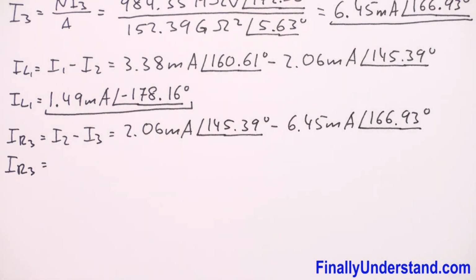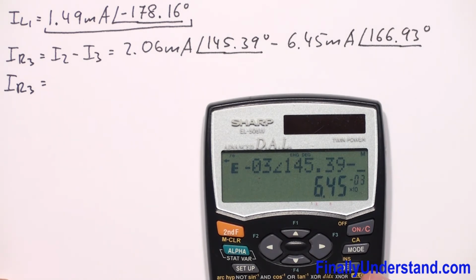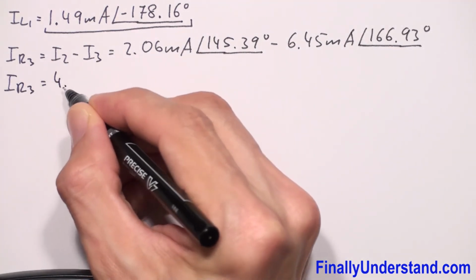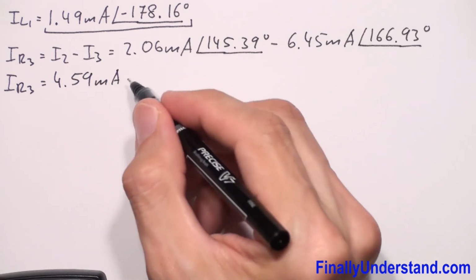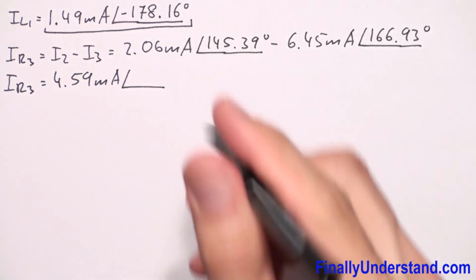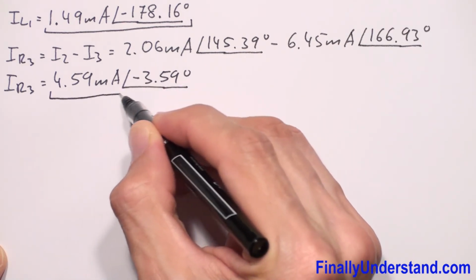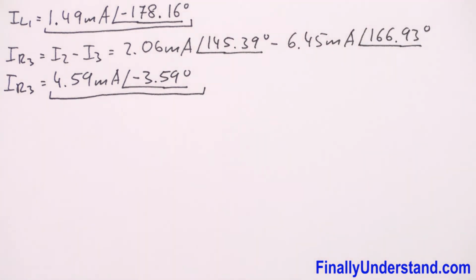So IR3 is equal, we have 2.06 × 10^-3, angle of 145.39, minus 6.45 × 10^-3, angle of 166.93. This is equal to 4.59 milliamps and angle of negative 3.59 degrees. Okay, so this is my IR3.